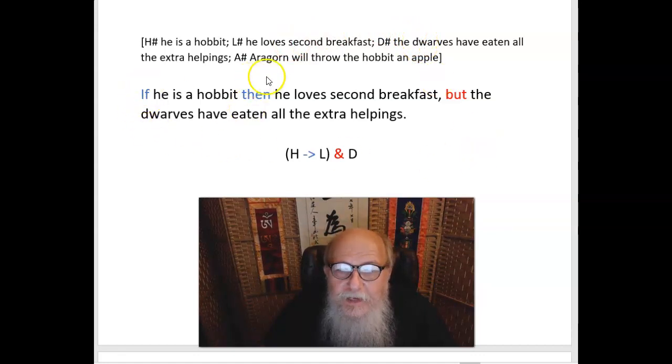So we have if, then, but the comma and the but are a key that the but here, or the and, is the major operator. So, if he's a hobbit, then he loves second breakfast, and the dwarves have eaten all the extra helpings. This has the overall form of a conjunction.